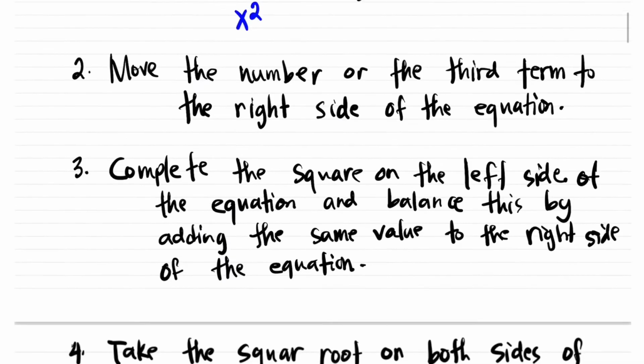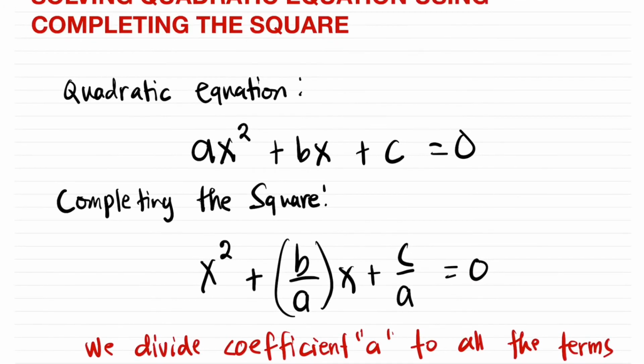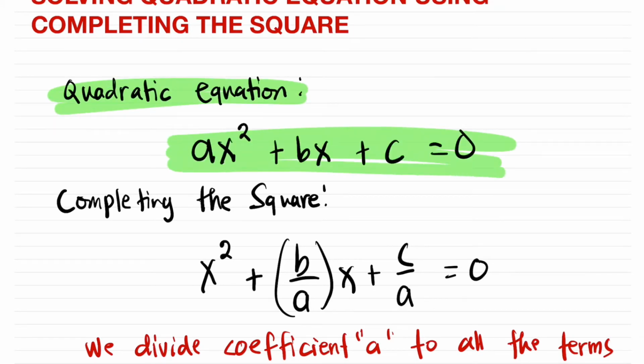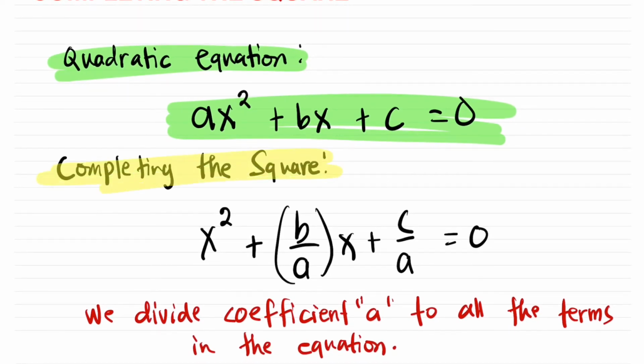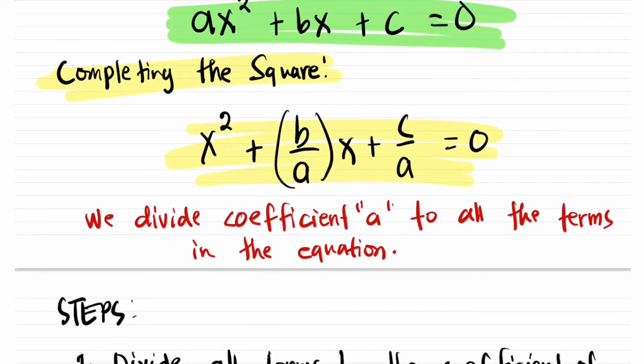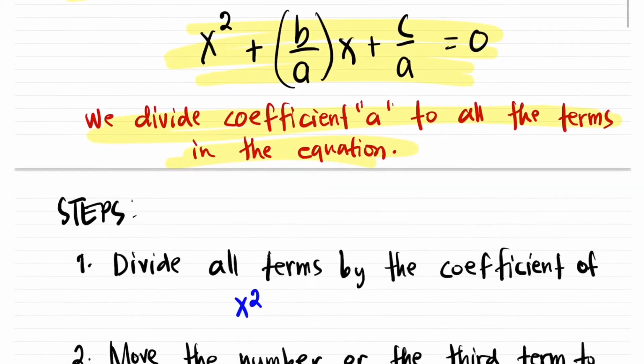Let's review. A quadratic equation has the formula ax^2 + bx + c. Now when we try to complete the square, the equation will change. It will become x^2 + (b/a)x + c/a. So the equation has changed. Why does it happen? Because we divide the coefficient into all the terms in the equation.